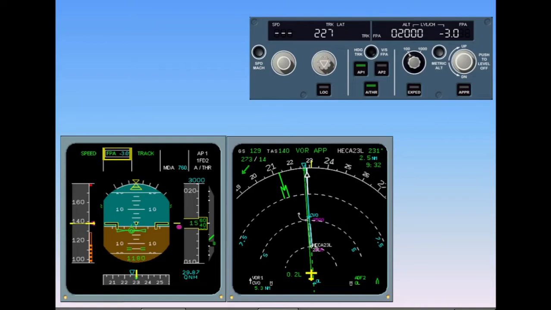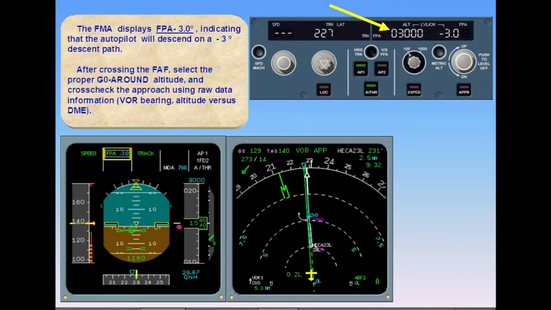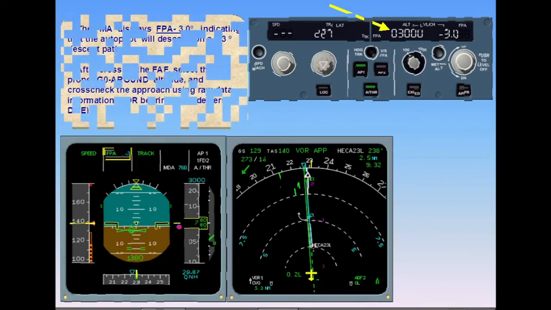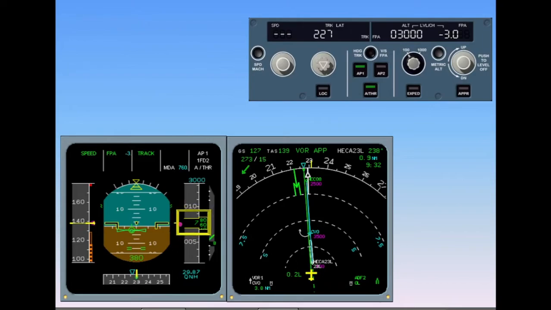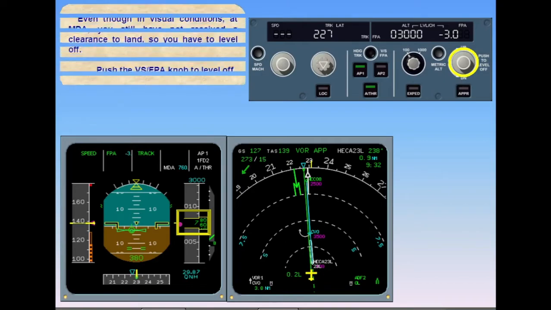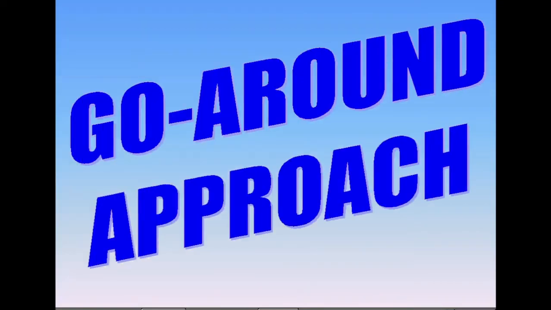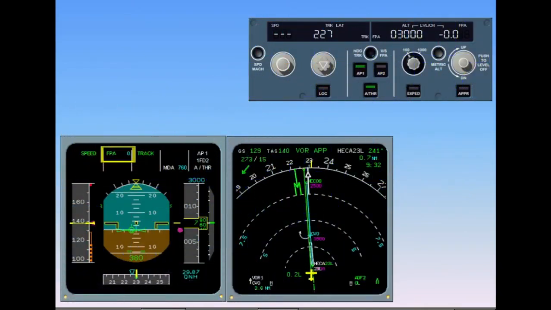After crossing the FAF, select the proper go-around altitude and cross-check the approach using raw data information, VOR bearing, altitude versus DME. Even though in visual conditions at MDA, you still have not received a clearance to land, so you have to level off. Push the vertical speed flight path angle knob to level off. The FMA indicates FPA 0.0 degrees, showing that the aircraft is level.